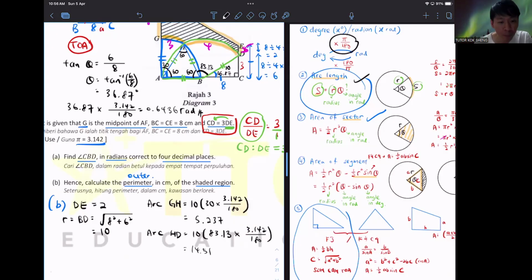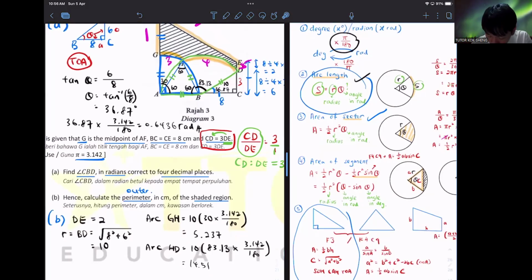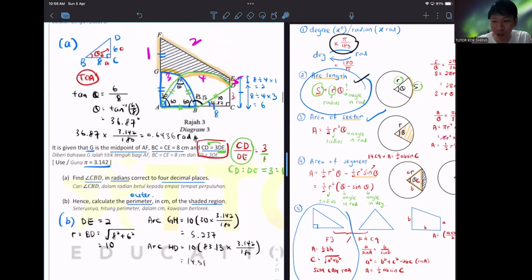Okay, ready. So this is a length that represent number 3, number 4, number 5. 5.237, 14.51. The length for number 3, number 4, number 5. Yes. Hold on a bit, we got two more to find. Last two. Number one, number two only. Number one, same as AG. So this how we know it's 10 already. So GF is also 10.